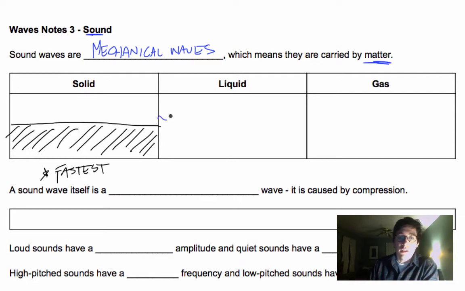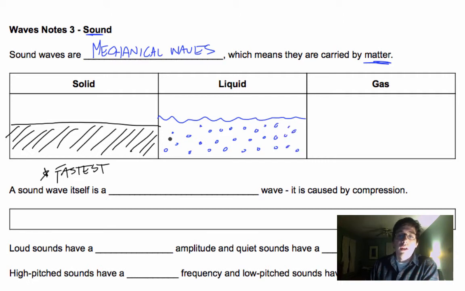Liquids, on the other hand, still have particles or molecules, these are water molecules, that are close together, but they're not as close as solids. So they're a little bit more fluid. They move around, they jostle one another. Energy is still passed very easily from one to another because they're close, but it's not quite as fast as a solid. And then finally, the gases.